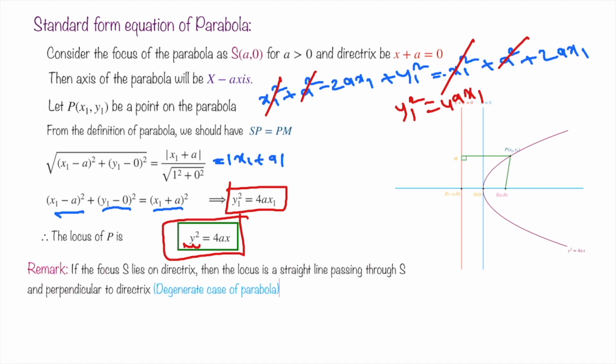Now remark, if the focus S lies on the directrix, then the locus is going to be a straight line passing through the focus and perpendicular to the directrix. This is a degenerate case of the parabola. If this focus S is sitting on the directrix, then the locus of point P with SP equal to PM will be a straight line passing through the focus but perpendicular to the directrix. Okay, I'll show you that.